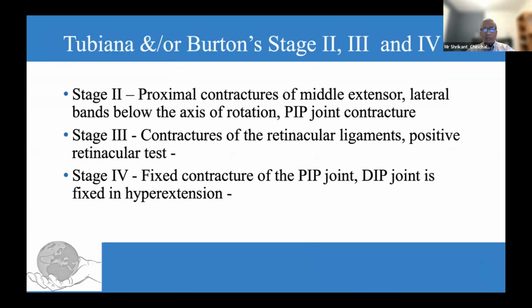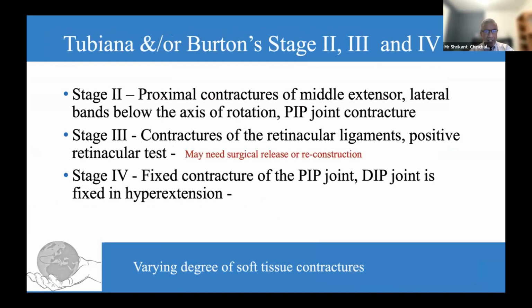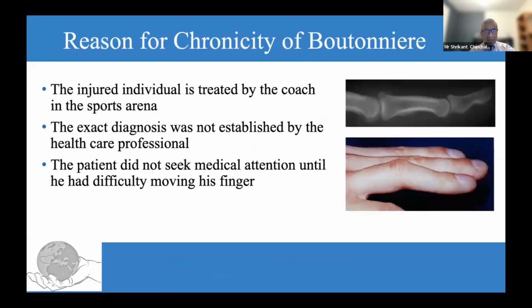So management of chronic Boutonniere deformity is dependent on stage 2, stage 3, or stage 4 involvement. However, we know that depending on the time lapse from the time of injury until these patients seek medical attention, we have some varying degree of soft tissue contraction. So stage 3 may require surgical release or reconstruction, and similarly, stage 4 may require some release as well as reconstruction also. So it's important for us to understand the chronicity of the Boutonniere deformity.